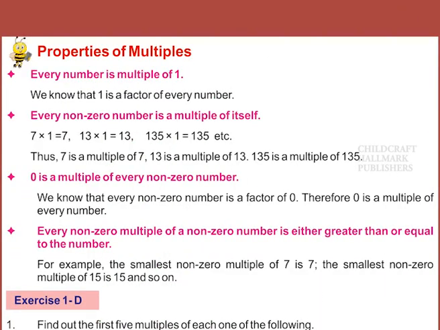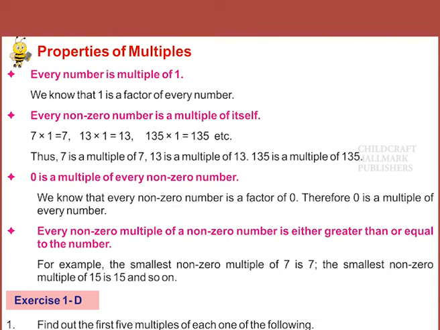Properties of multiples. Every number is a multiple of 1. We know that 1 is a factor of every number. Every non-zero number is a multiple of itself. 7 into 1 is equal to 7. 13 into 1 is equal to 13. 135 into 1 is equal to 135, etc. Thus 7 is a multiple of 7. 13 is a multiple of 13. 135 is a multiple of 135.